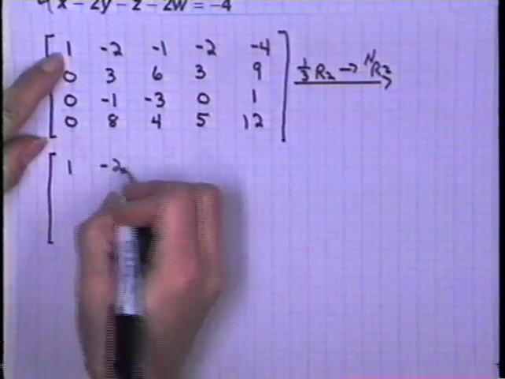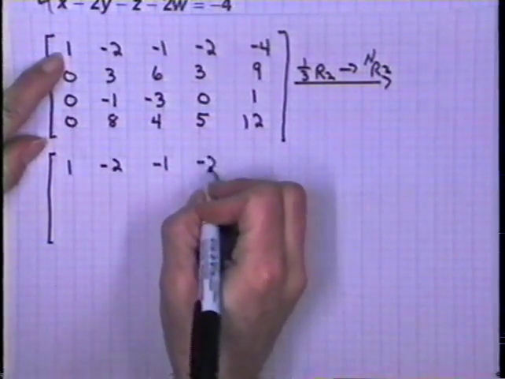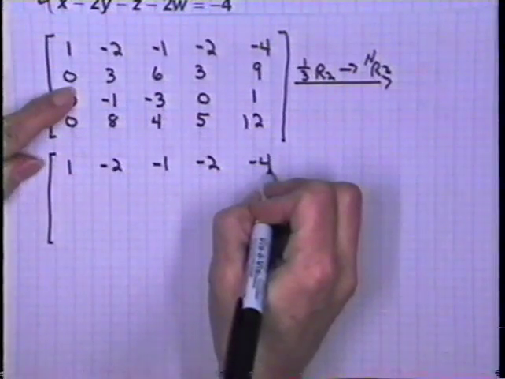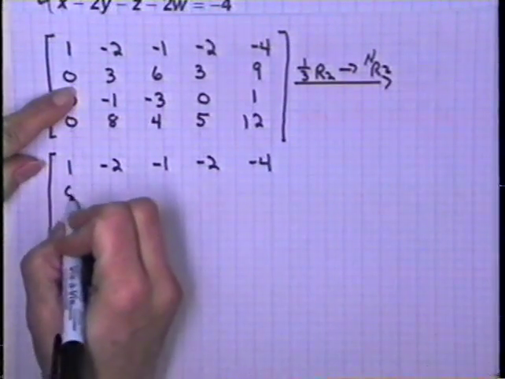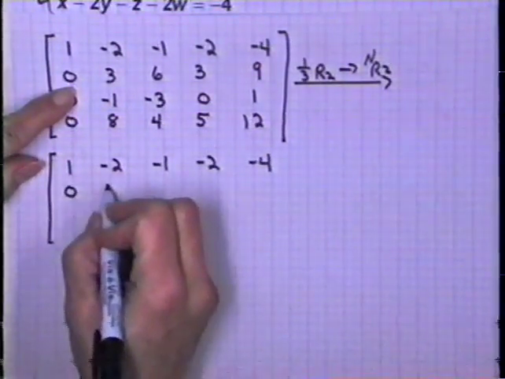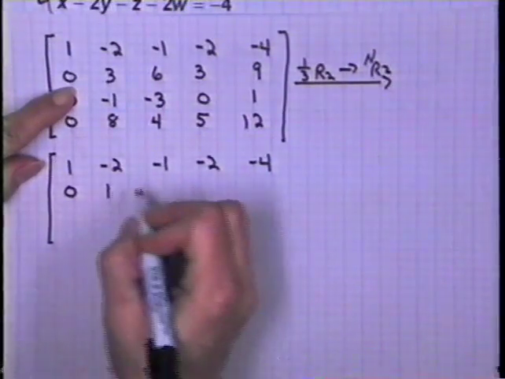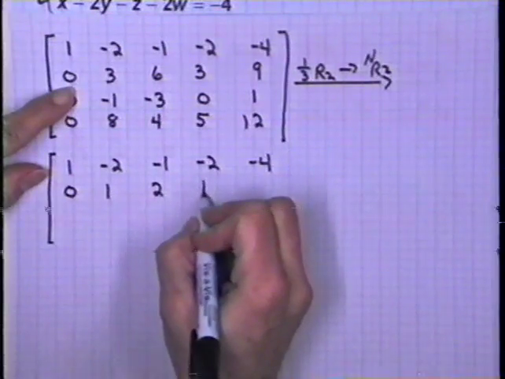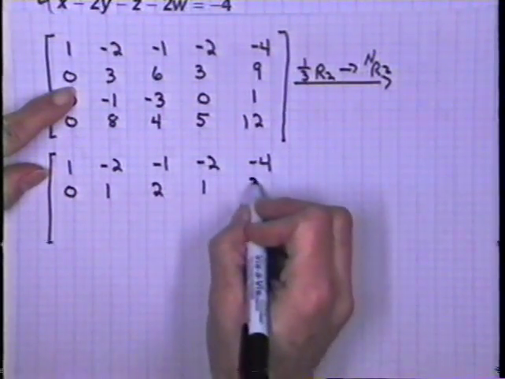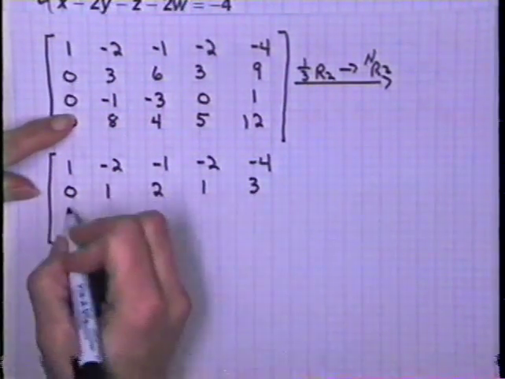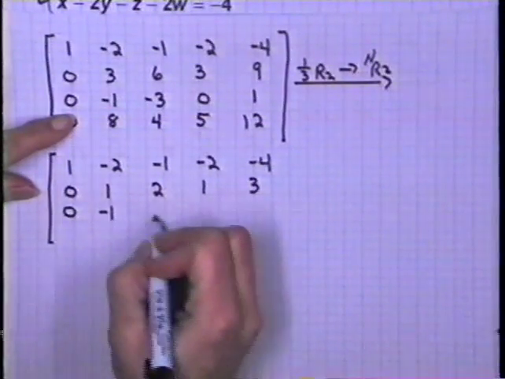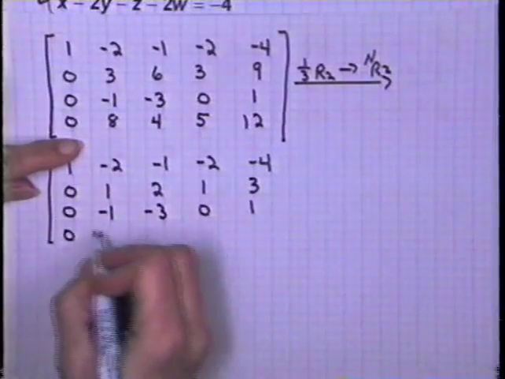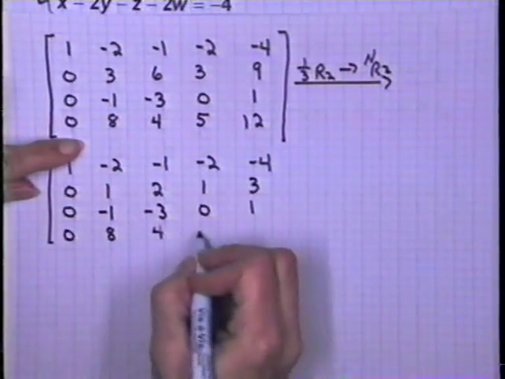Let's recopy. I'm going to multiply 1/3 times this second row. 1/3 times 0 is 0. 1/3 times 3 is 1. 1/3 times 6 is 2. 1/3 times 3 is 1. 1/3 times 9 is 3. And then I'm going to recopy this 3rd and 4th row. Be careful that you recopy it exactly correct.